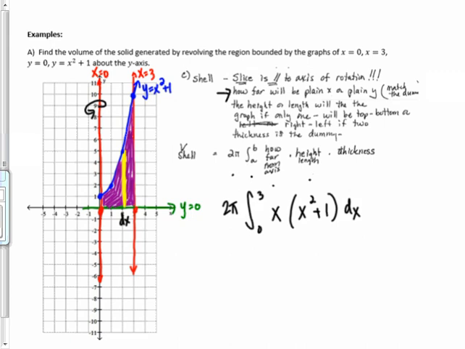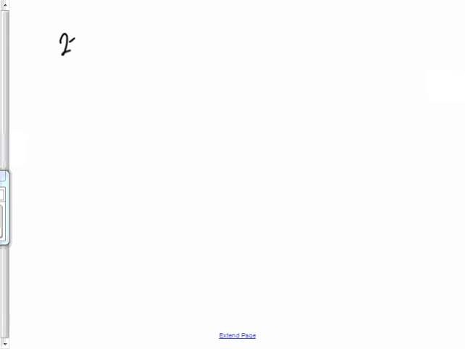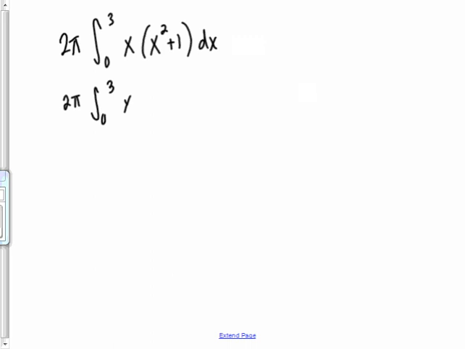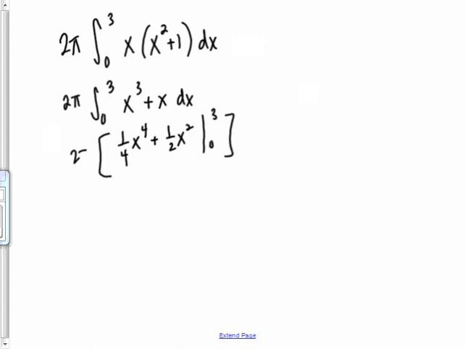All right, I can't integrate it on this screen, so let me carry it over to the next screen. So I've got volume is 2 pi integral 0 to 3 of what we had: x times x squared plus 1 dx. So all I would do is distribute that and integrate it. I got 1/4 x to the 4th plus 1/2 x squared, and I'm going to evaluate that from 0 to 3 and multiply it by 2 pi at the end.